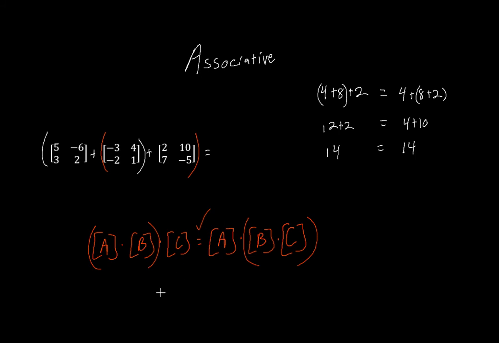You'll end up with the exact same answer. This is a true statement, as long as you don't change the order of these as you move them around, as long as you don't rearrange these matrices. You can have 100 matrices that you're multiplying together, and it doesn't matter how you group those matrices as long as you don't change the order of them. So the associative property does work for both addition and multiplication.